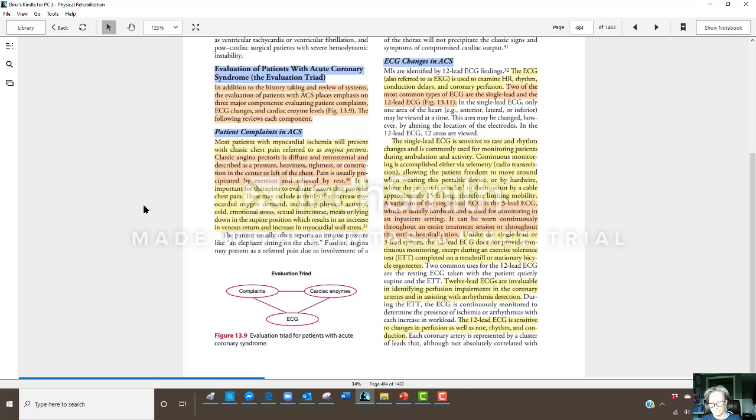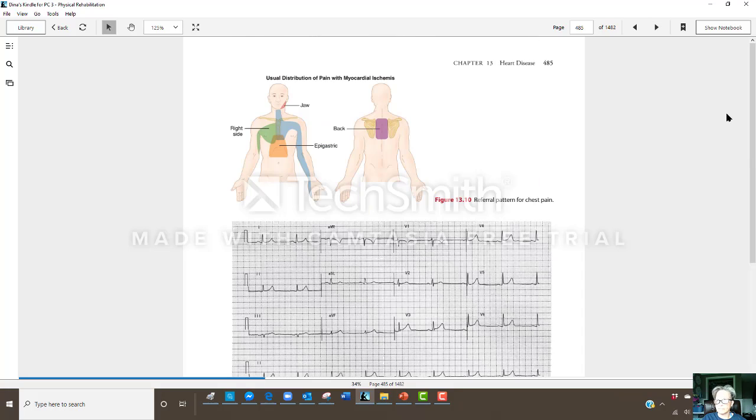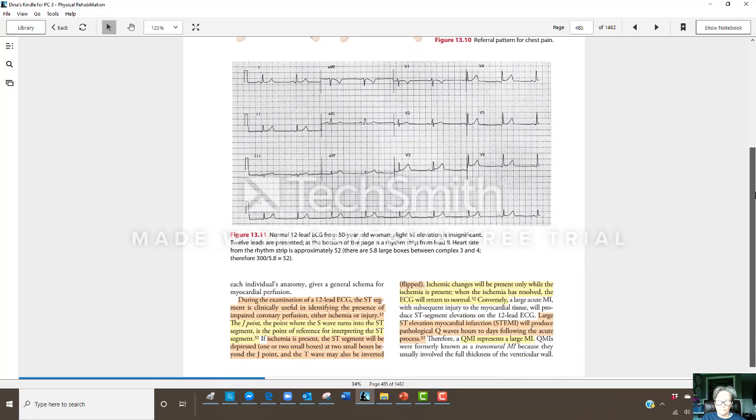During the ETT, the ECG is continuously monitored to determine the presence of ischemia or arrhythmias with each increase in workload. The 12-lead ECG is sensitive to changes in perfusion as well as rate, rhythm, and conduction. Each coronary artery is represented by a cluster of leads that, although not absolutely correlated with each individual's anatomy, gives a general schema for myocardial perfusion.